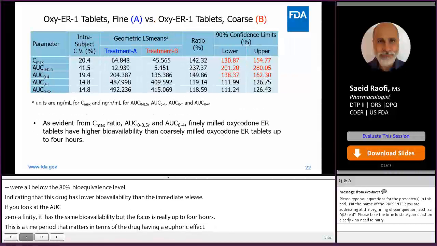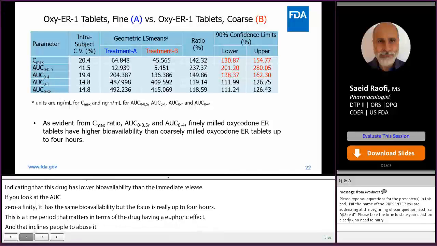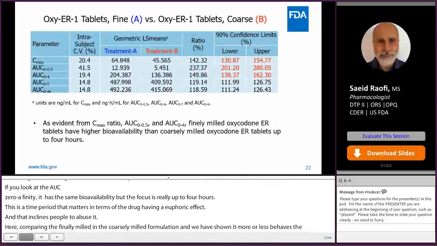Here, similar to comparing the immediate release formulation with the coarsely milled formulation, we're comparing the finely milled formulation, which we already showed is more or less behaving similar to the immediate release formulation with the coarsely milled oxycodone tablets. Here we're using the coarsely milled as the reference product.